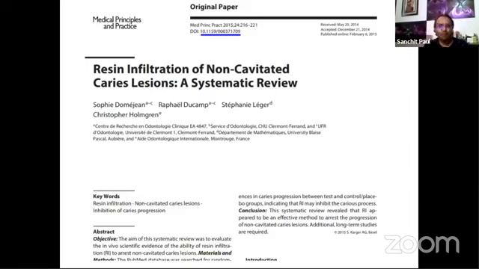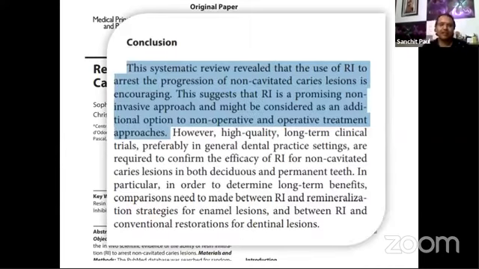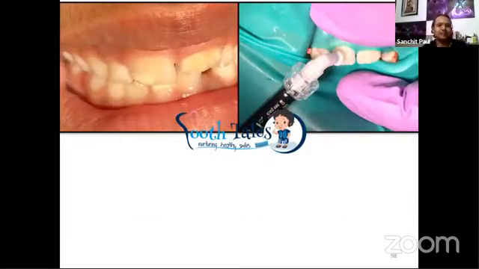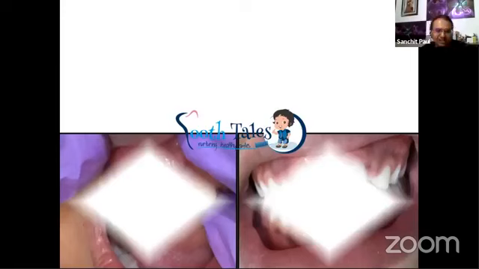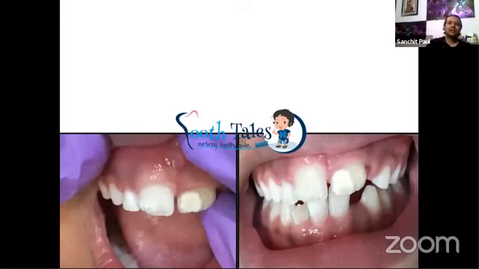So one of the most advocated techniques is called resin infiltration. We are assuming that most of you are aware of this technique, and it is one of the most important non-invasive approaches where we don't have to drill and fill and put any LA to it, and just keep it simple and mask that lesion by infiltrating the resin inside and just matching the refractive index over there.